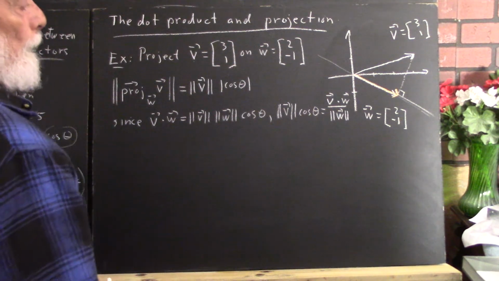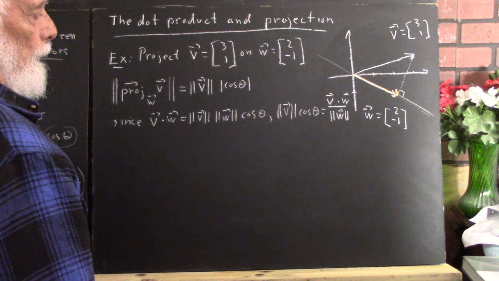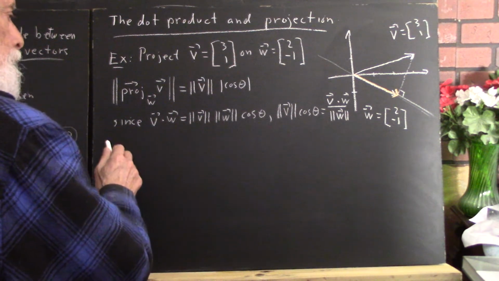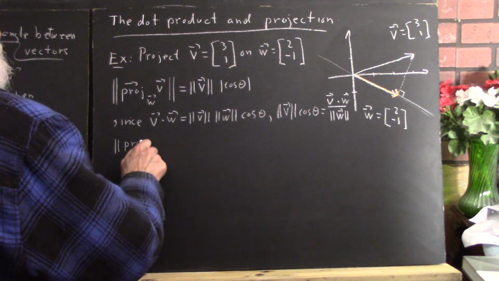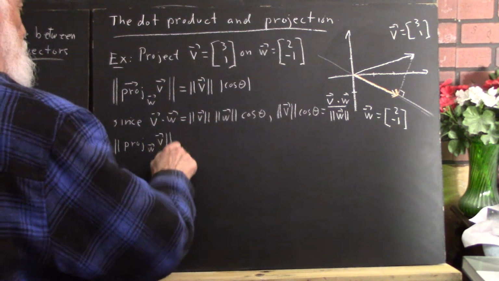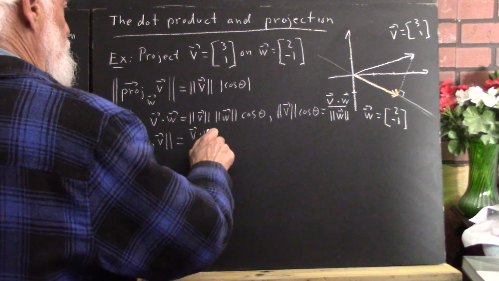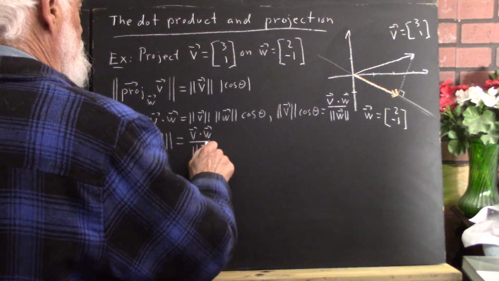Okay, so the magnitude of the projection is then v dot w over the magnitude of w.